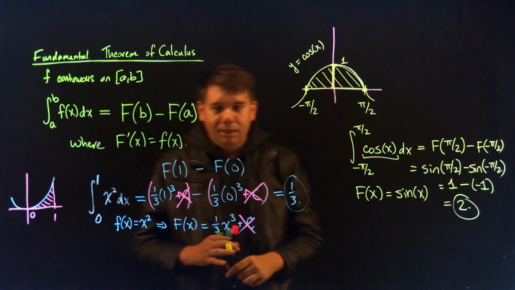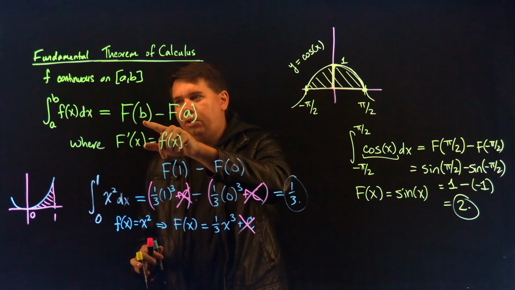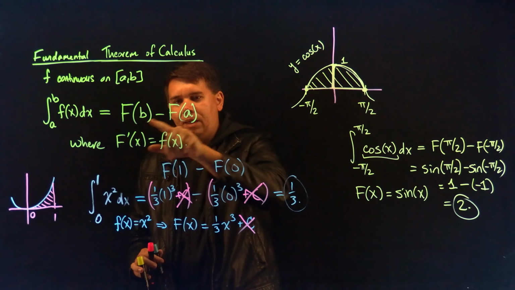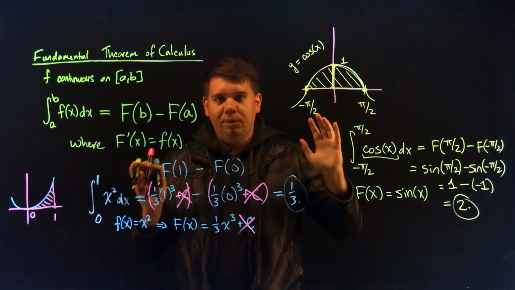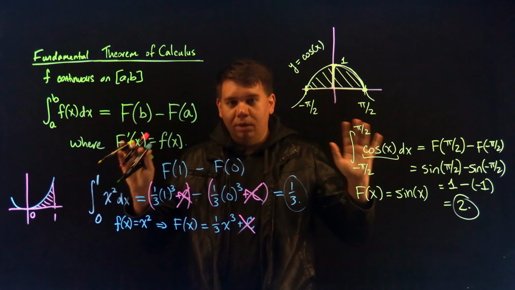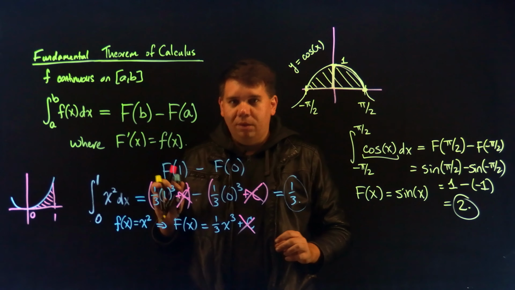That's it. That's how the fundamental theorem works. You just plug in your values for b and a into your antiderivative, and you just see what you come out with. And that's all you have to do. That's how you calculate definite integrals using the fundamental theorem of calculus.